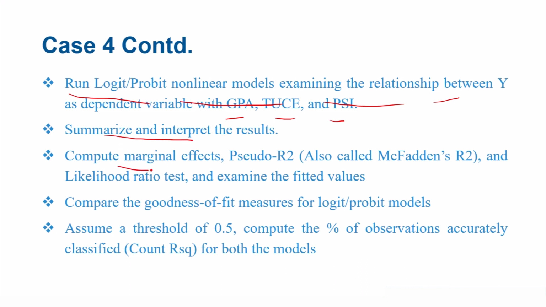Next, we'll also compute the marginal effect, pseudo R square, also called McFadden's R square, and likelihood ratio, and examine the fitted values as well. We'll compare these goodness of fit measures for logit and probit models, as we discussed with the pseudo R square and so on. Lastly, we'll assume a threshold of 0.5. We'll compute the percentage of observations accurately classified through count R square for both the models, logit and probit. With this, we'll conclude the case.